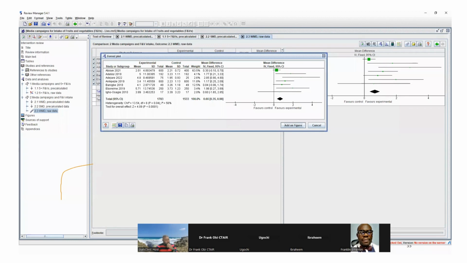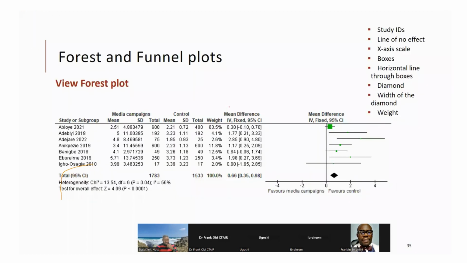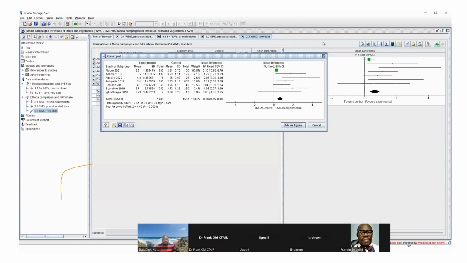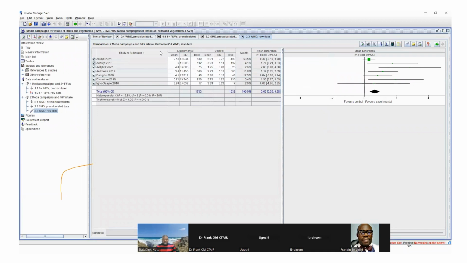Okay, so this is what it looks like. I'm not going to ask you to interpret this because we've interpreted a couple of times. But you can do the same thing for the standardized mean difference. If you input the numbers like this for raw data, and you want to obtain the standardized mean difference, you have a very simple thing that you will need to do.